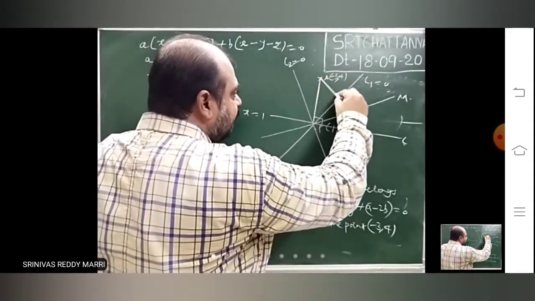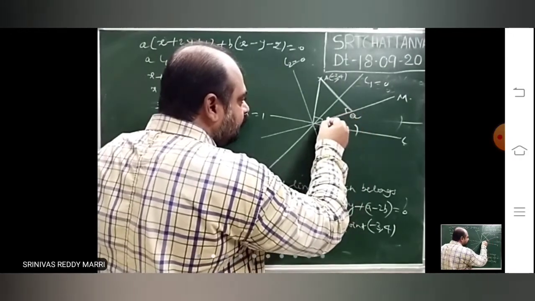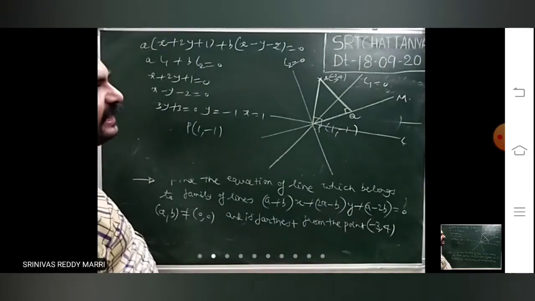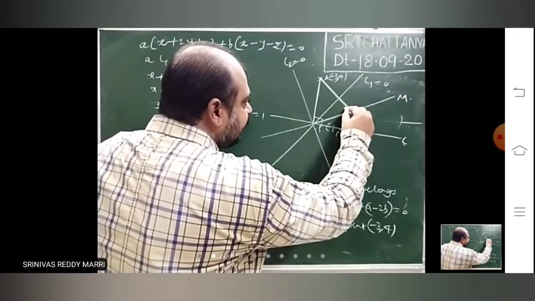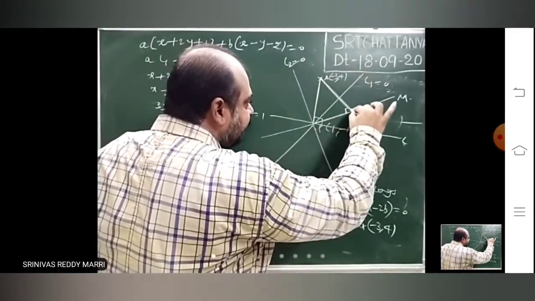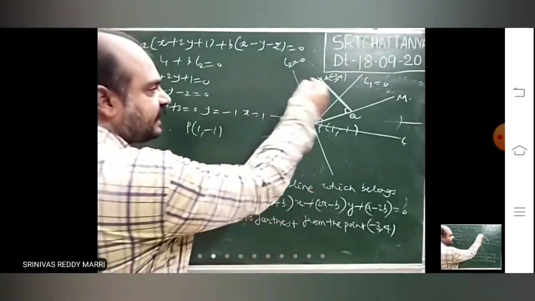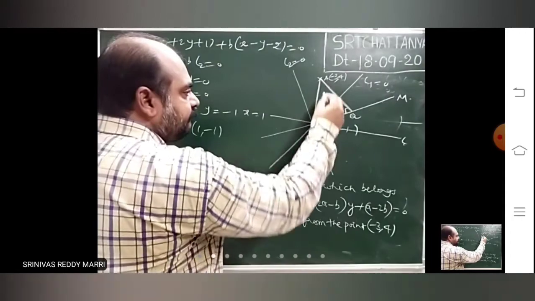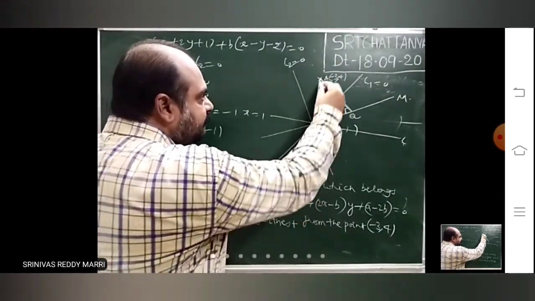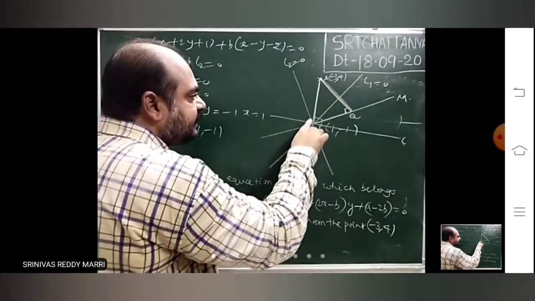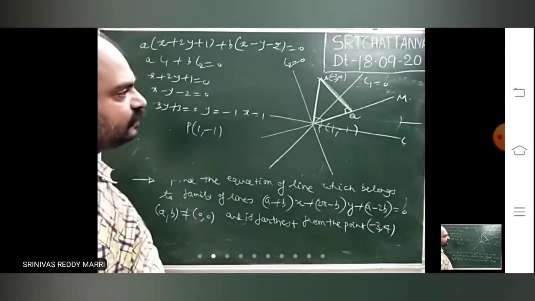Now, look at the triangle AQP. This is a right angle triangle. In this right angle triangle, AQ is one side and AP is the hypotenuse. AP is highest or AQ is highest? AP is highest because this is the hypotenuse in this triangle. That means AP is more than AQ.